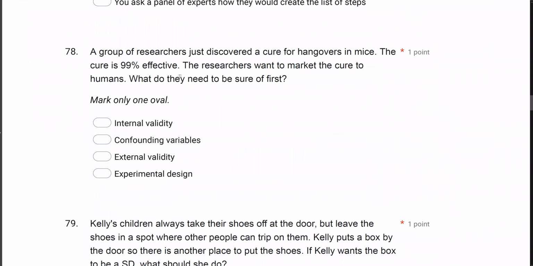78, a group of researchers just discovered a cure for hangovers in mice. The cure is 99% effective. The researchers want to market the cure to humans. What do they need to be sure of first?